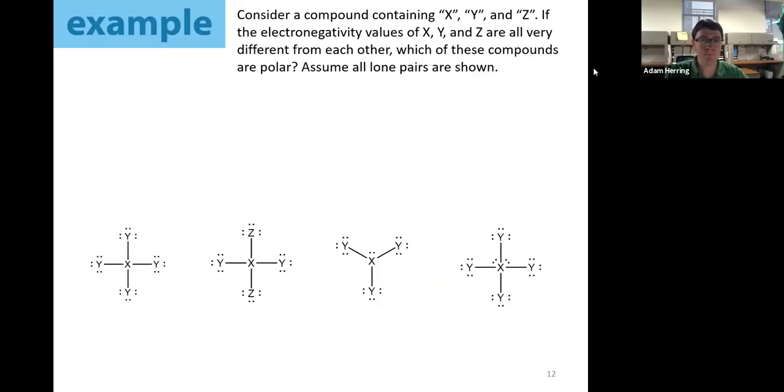Welcome back. So I've drawn for you the Lewis structures, but you need to remember that these molecules have a three-dimensional shape that you need to account for. The answers are listed here for you on the screen. 2 of these molecules are polar and 2 are nonpolar. Now let's delve into why this is the case.